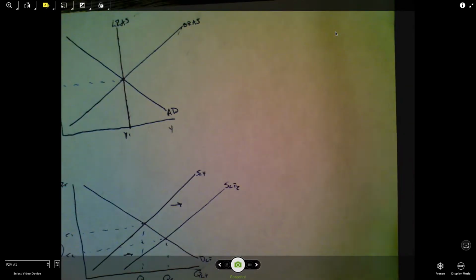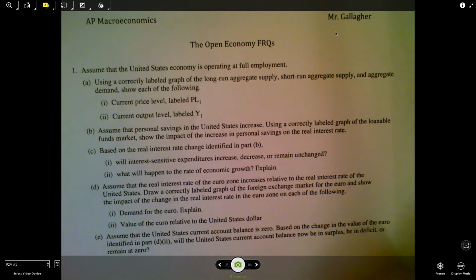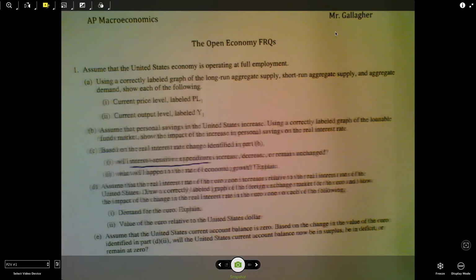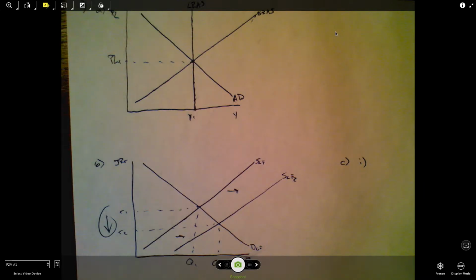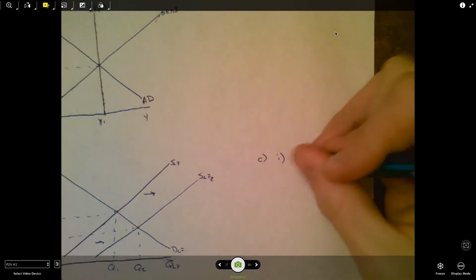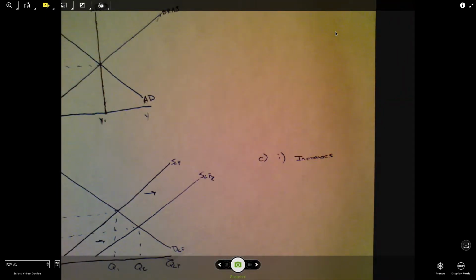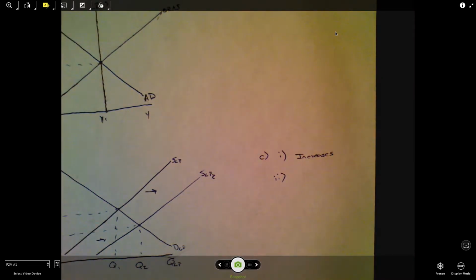Now, based off that, I'm just going to put this over here, part C. They give you two questions. One, will interest sensitive expenditures increase, decrease, or remain the same? Anytime you see that phrase, interest sensitive expenditures, that's just investment. And we know, or should know, hopefully, that when interest rates go down, investment increases. So domestic investment there increases. And for part two of that question, they want to know what's going to happen to the rate of economic growth.